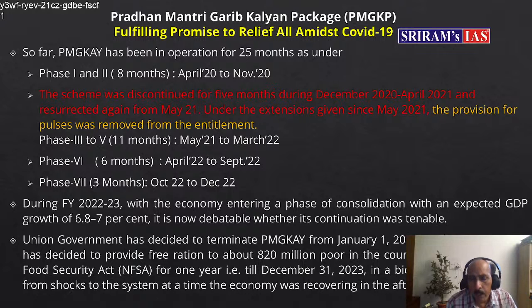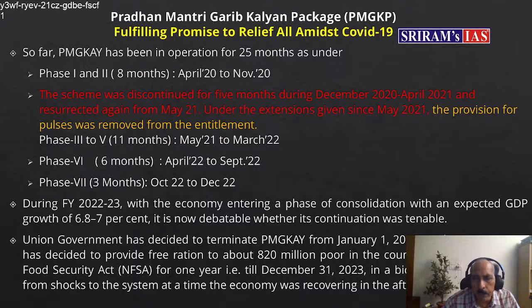And therefore, under the National Food Security Act, 82 crore people will continue to get 5 kg of food grains free of cost up to December 23. Of course, not under PMGKAY, but under NFSA. Therefore, even if PMGKAY is terminated by the government, the benefits of this free 5 kg food grains are to continue under the National Food Security System.